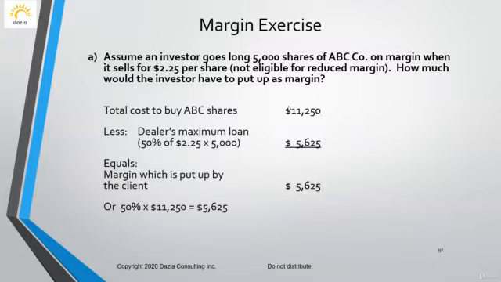Now, out of this investment, we said that we can get a 50% loan. 50% of this amount is 5,625. So that is what the dealer or the investment company is going to give you as a loan, and that is half of it. And obviously, you as an investor have to put in half the money. So it's split 50-50.